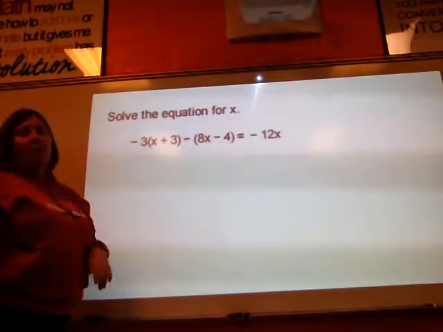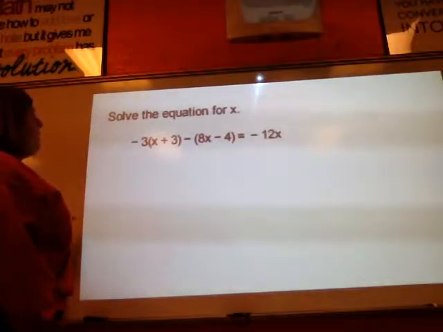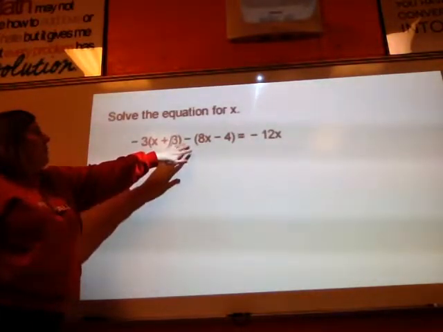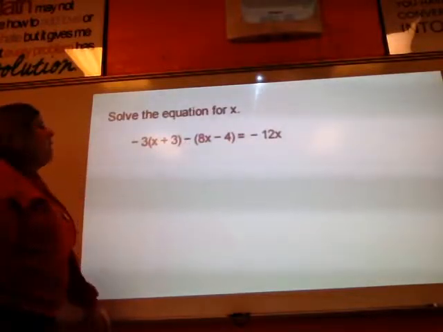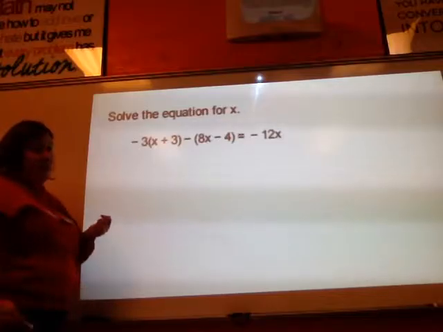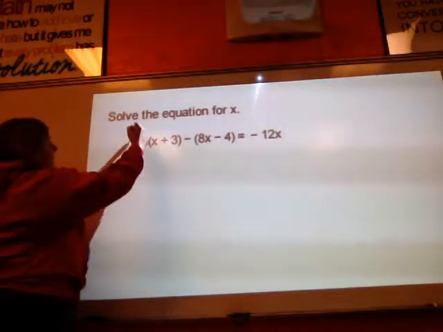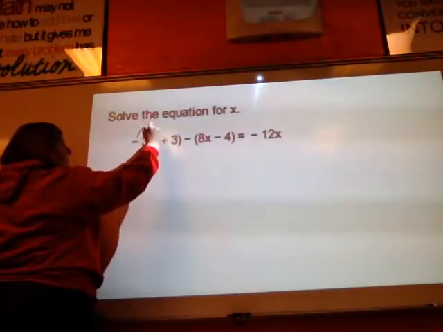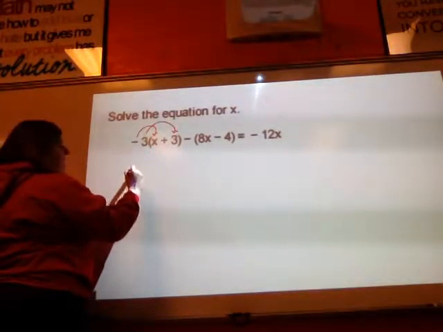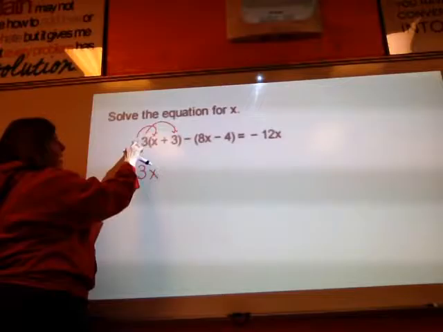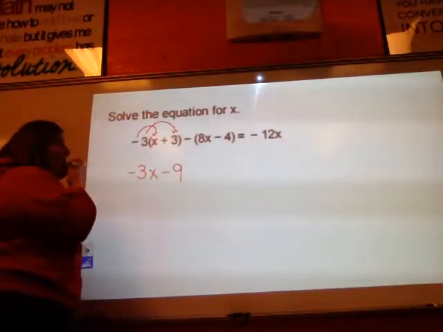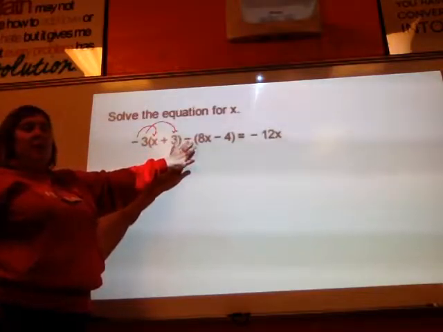It's asking me to solve for x, but it's a multi-step equation. It's got some distribution in it, and it's got this negative here that I've got to figure out what to do with. As I'm looking here, the first thing I need to do is distribute my negative 3. The negative 3 is going to be distributed to the x and the positive 3. So negative 3 times x is negative 3x. Negative 3 times positive 3 is a negative 9. And then I have this pesky little negative here.